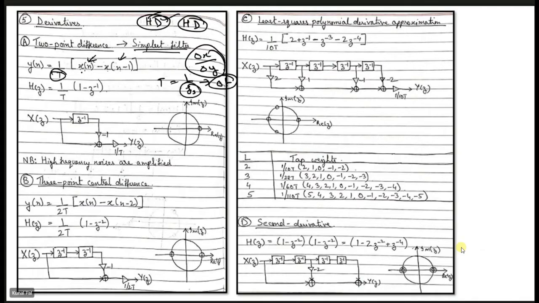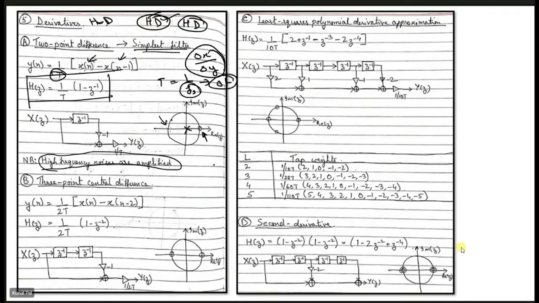So we have this 2-point difference filter, and its transfer function is given by H(z) equals 1 by T, times 1 minus z inverse. If you find the pole-zero plot, the zero would be at 1, and as usual, the pole would be at 0. In this case, there is no suppression. It allows the high frequency components, and hence high frequency noises are amplified, because as I told you, derivative filters are high pass filters. So if there are any high frequency noises within the signals, they will be amplified.